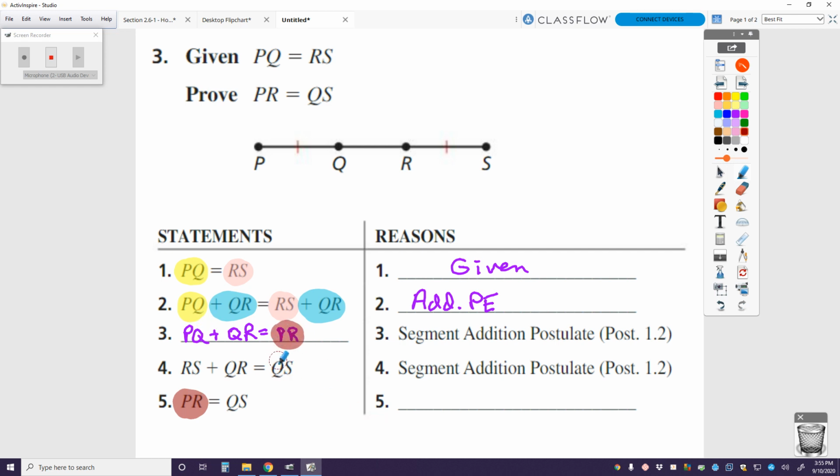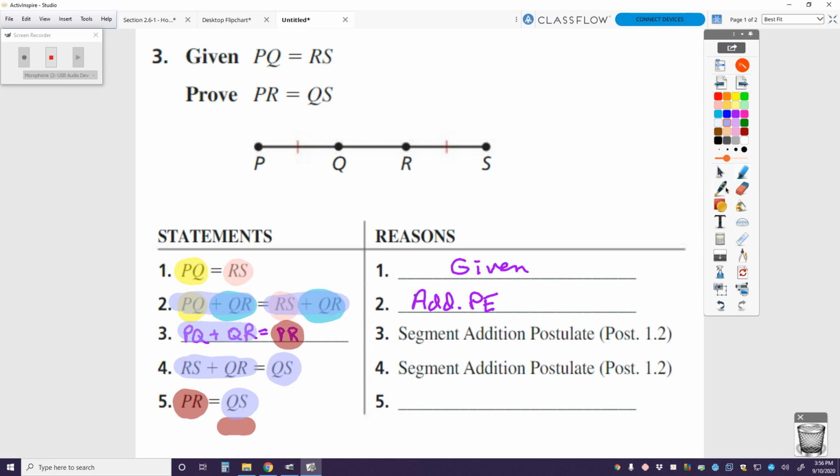Now notice we need QS, but this doesn't say QS. But PQ plus QR, what is that equivalent to? PQ plus QR is the same as RS. Oh my gosh, there's just like so many dominoes starting to fall here. Let me get a different color. There we go. So PR is the same as PQ plus QR. PQ plus QR is the same as RS plus QR. Well, there's RS plus QR. What is it equivalent to? QS.